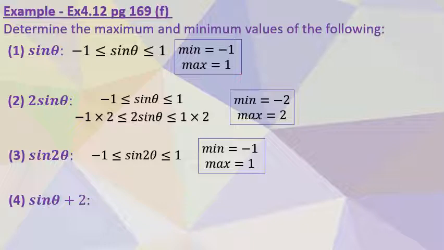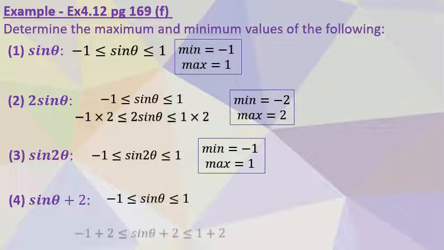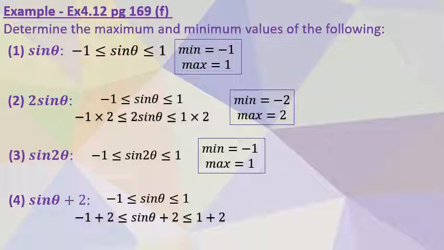However, if you take sine theta and you shift it up by 2, it means you shift the maximum value up by 2 and you shift the minimum value up by 2, turning the maximum value from 1 into 3 and the minimum value from -1 into +1, because we've added 2 to the minimum and maximum value.